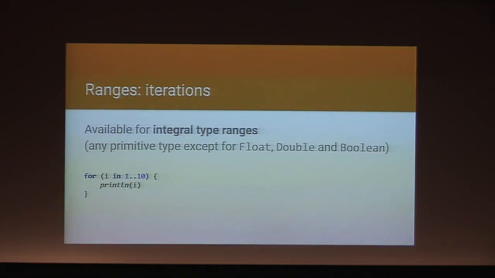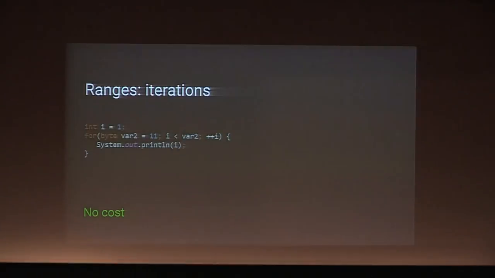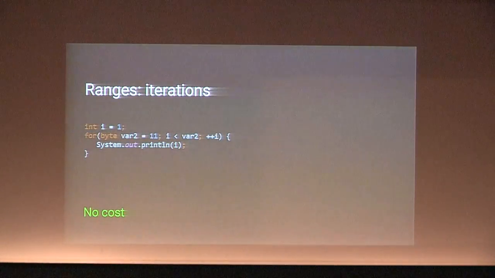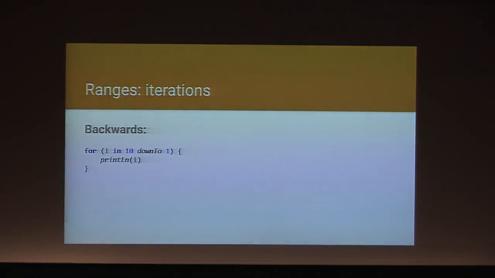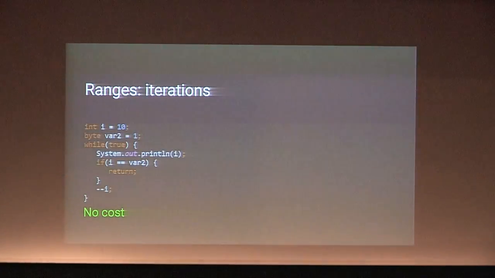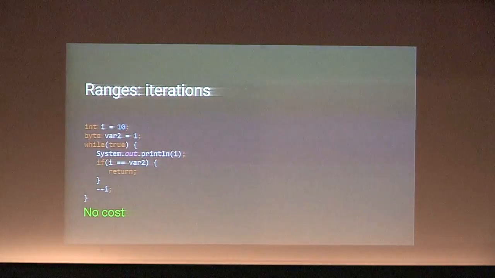So the second use of ranges is to iterate, of course. So here is a simple example where we iterate from 1 to 10. Again, when we compile, this is super optimized, no cost. You can also iterate backwards using down to. Again, if you use down to function, it's going to be optimized, no cost.